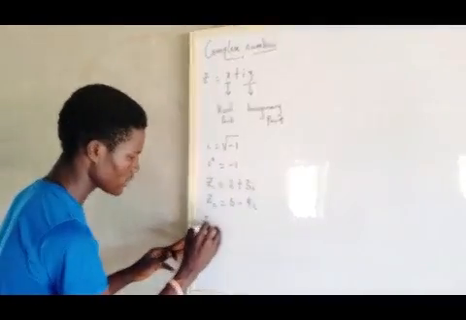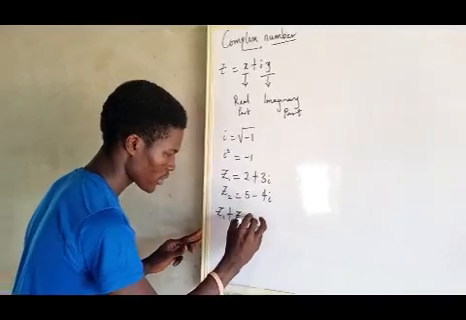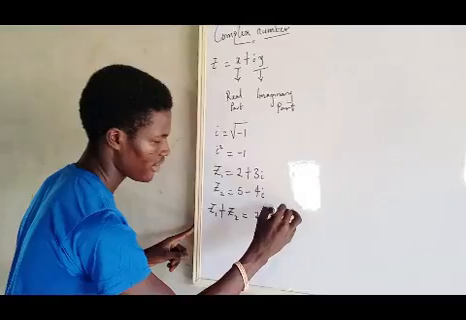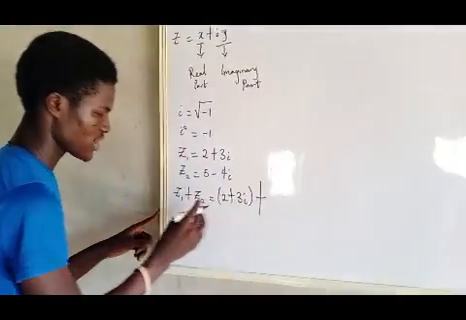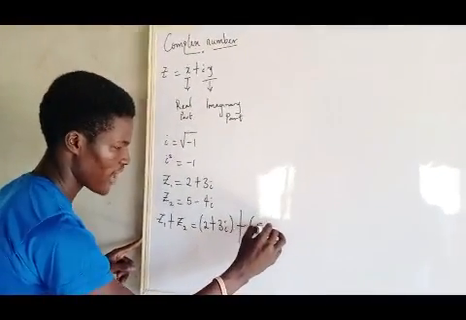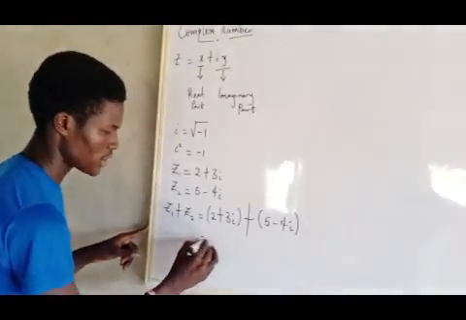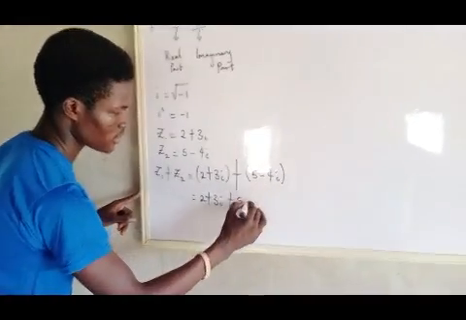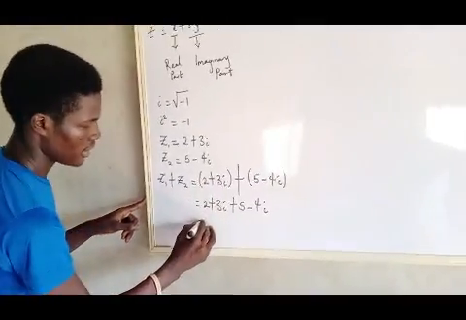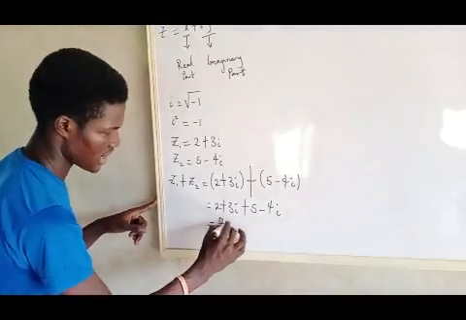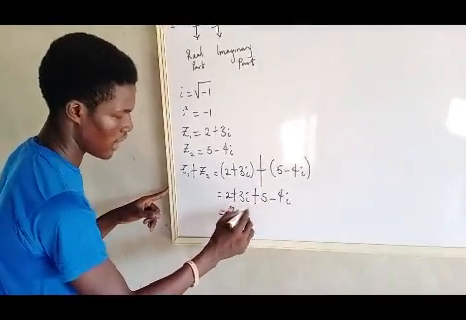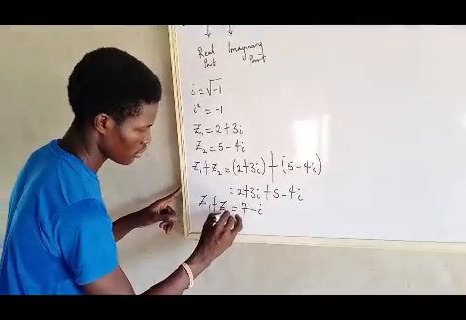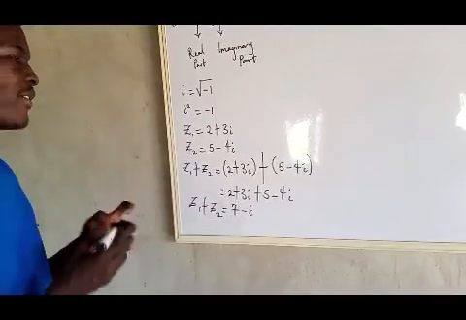So the first one is addition. My z1 plus z2 is a normal addition. What is your z1? Your z1 is 2 plus 3i, plus your z2, which is 5 minus 4i. So that will have 2 plus 3i plus 5 minus 4i. 2 plus 5 is 7. 3i minus 4i will give minus i. So that means your z1 plus your z2 is 7 minus i. Do we understand that now?